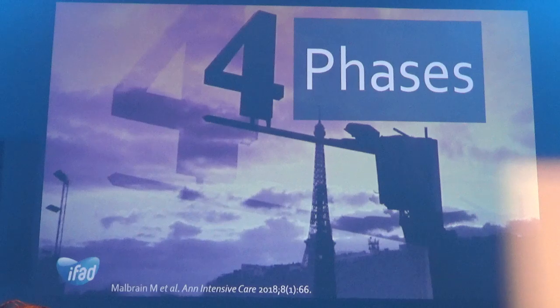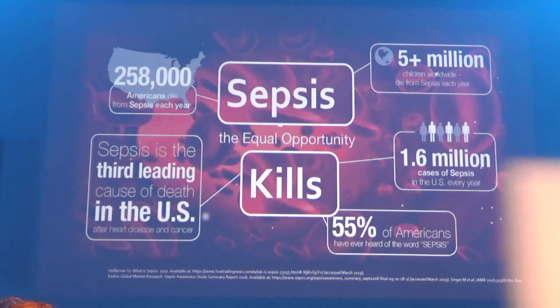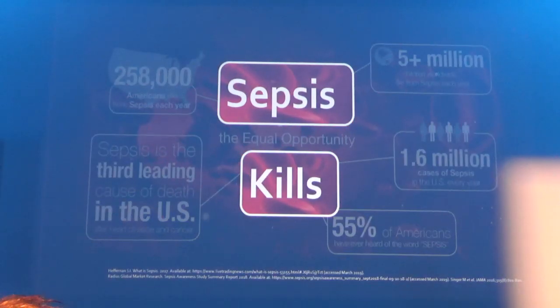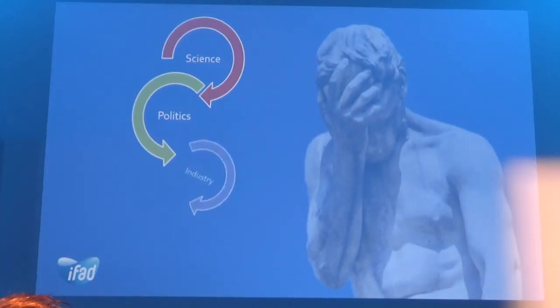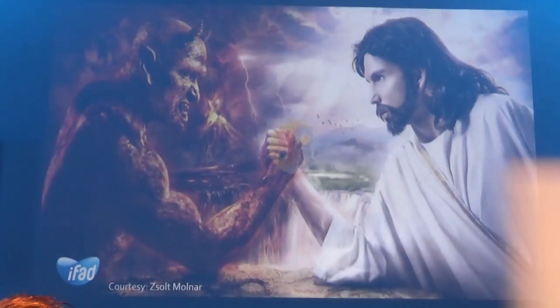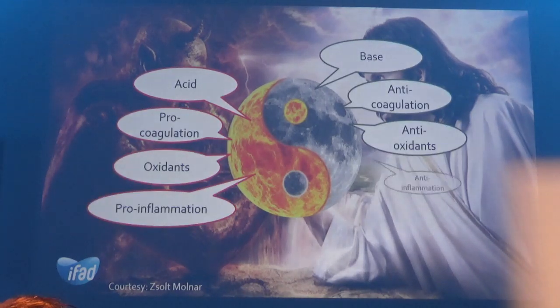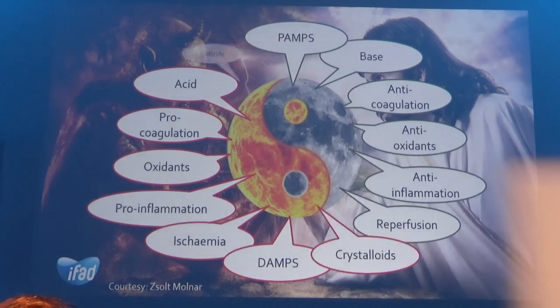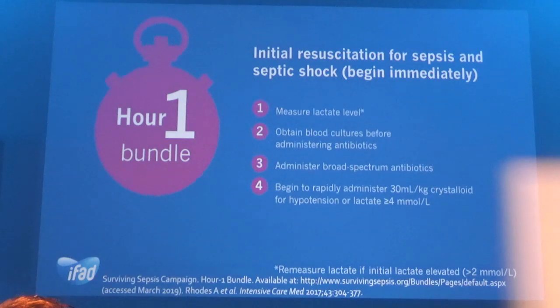So the last slide is the four phases. We know that sepsis kills around 258,000 patients in the US a year. When you look at the literature on fluids, it's often a mixture of science, politics, industry involved, and religion. Religion being like a battle between good and evil, between acid, base, pro- and anti-inflammatory, colloids and crystalloids, and balanced versus unbalanced.